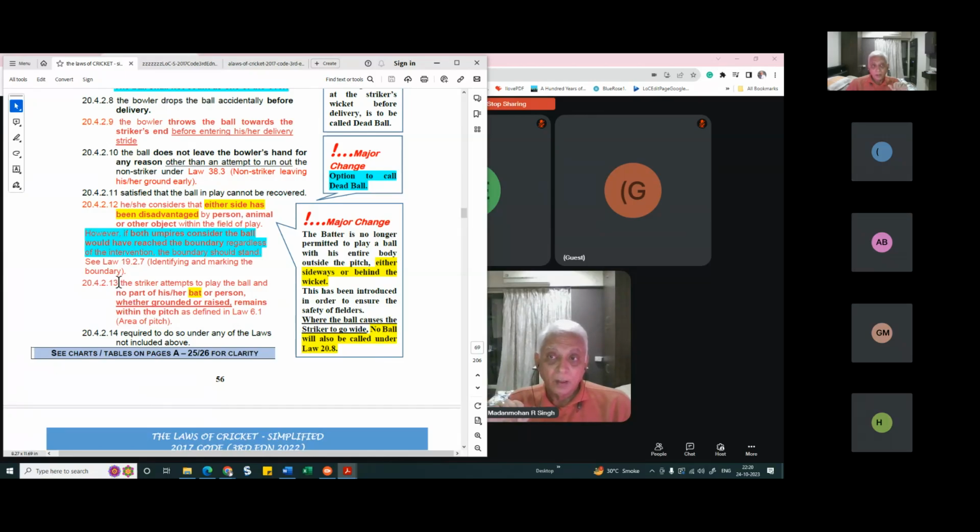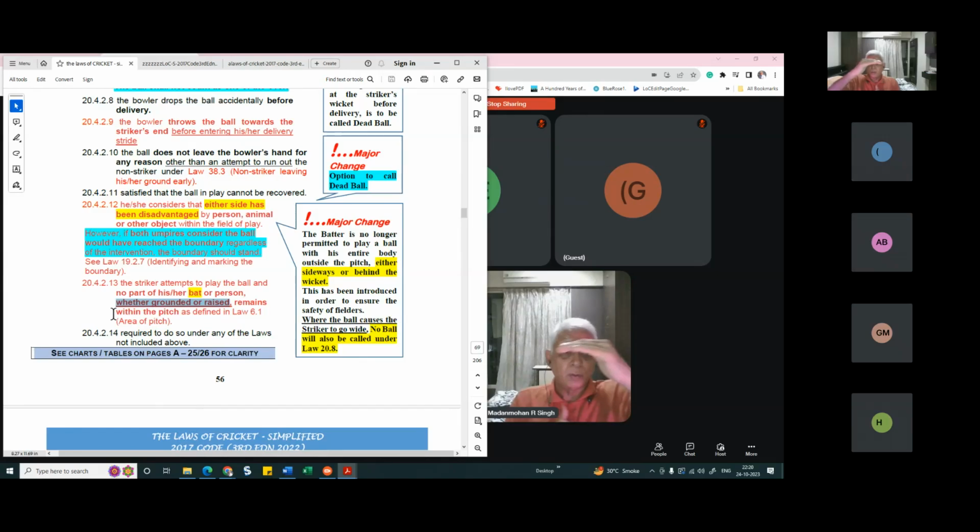So therefore they say, if the striker attempts to play the ball and no part of his bat or person, whether grounded or raised, remains within the pitch, dead ball. Simply dead ball. We don't want this farce at all. You simply have to call dead ball is what the law says.